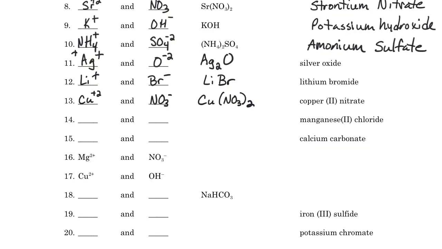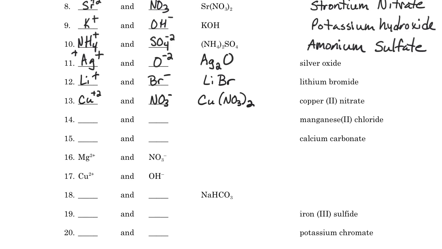All right, so for 12, it's pretty straightforward. Lithium comes from column 1, so it has a charge of +1. Bromine comes from column 17, so it has a charge of -1. So you put those together, they're already balanced off. It's a 1-to-1 ratio, so LiBr is going to be the formula.